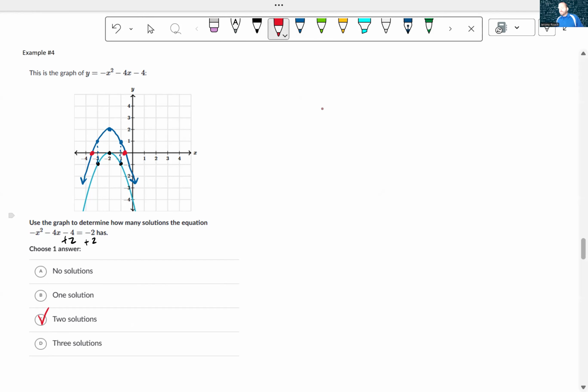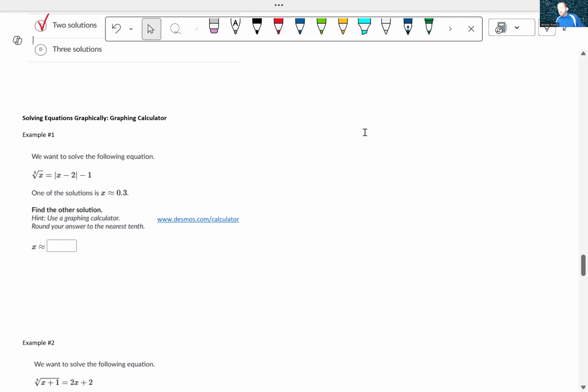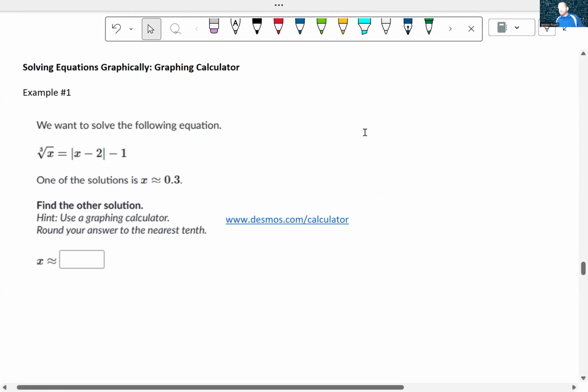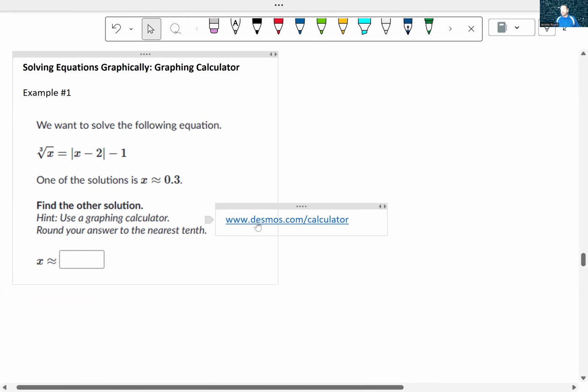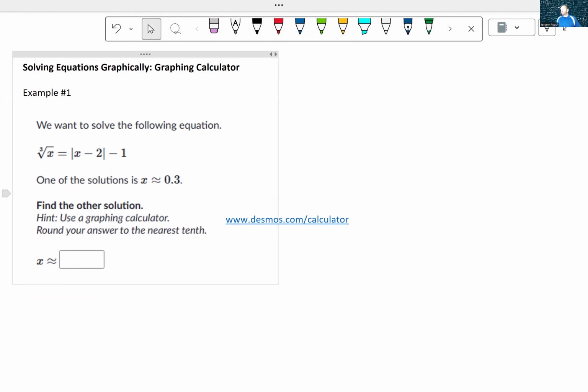All right. The next part is using a graphing calculator. We're going to solve these graphically. We need a graphing calculator for these because if we don't have one, we're not going to be able to find the answers with estimation. So go to desmos.com/calculator. I already have my calculator open. I'm just going to show you how to solve these next ones. Let's share the whole screen here.